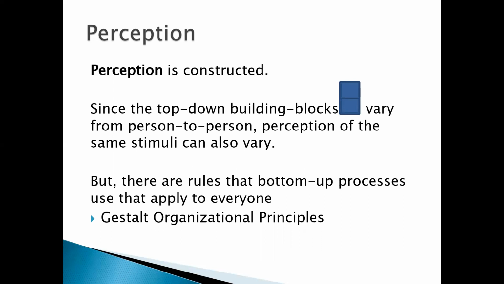So there's a lot of subjectiveness in perception because of our differences in how we top-down process things. But there are also some basic rules that apply to everyone. And so it's great to know these rules because we can leverage them when we're working with the visual perception of objects and pictures and things like that. And so these are the Gestalt organizational principles that you read about in your textbook.